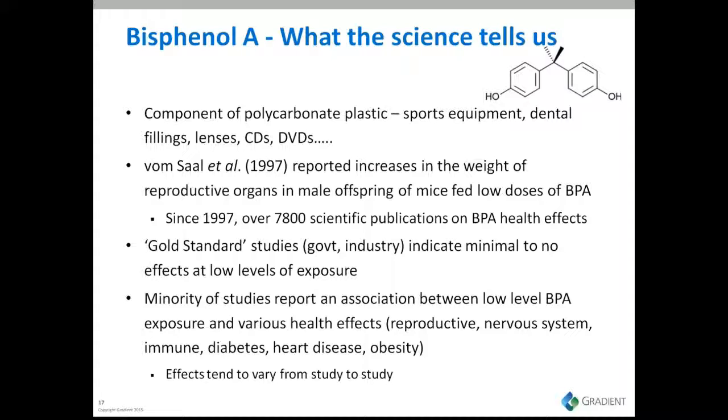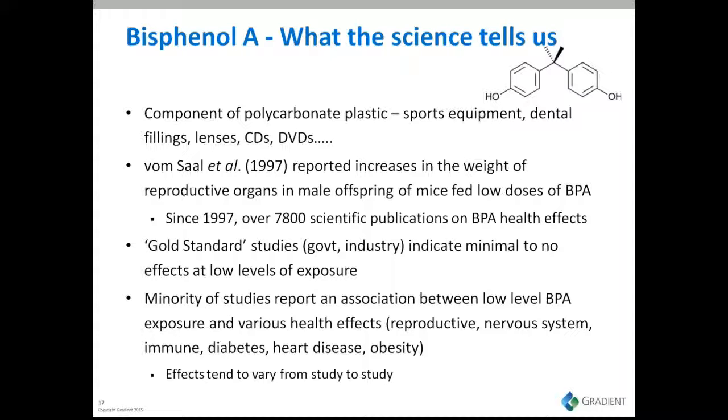These typically indicate minimal to no effects at low levels of exposure, levels that many of us might be exposed to. But there are a minority of studies which report an association between low-level BPA exposure and various health effects: reproductive effects, nervous system effects, immune effects, etc. One thing that's interesting is that these effects tend to vary from study to study, so there doesn't seem to be much consistency in terms of what the various studies report.